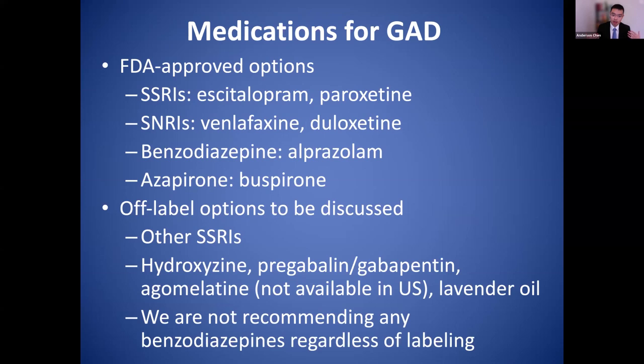We will discuss all these medications, as well as the off-label medications, such as the other SSRIs. We will talk about hydroxyzine, pregabalin, gabapentin, agomelatine, which is not available in the United States, but our algorithm is referenced internationally, so we did include it here. And perhaps your patient lived overseas and has heard about this medication and might ask you about it. We'll talk about the use of lavender oil, which is available over the counter. And we're not recommending benzodiazepines, and I will go into that in more detail as we go along.